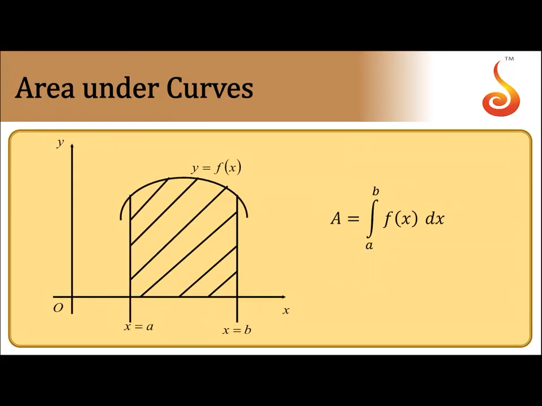Whenever a function y equals f of x is defined in a closed interval a comma b, the curve graph may be like this, between x equals a to x equals b. The area under this particular curve is given by the formula integral a to b f of x dx, where y is a dependent variable and x is an independent variable.